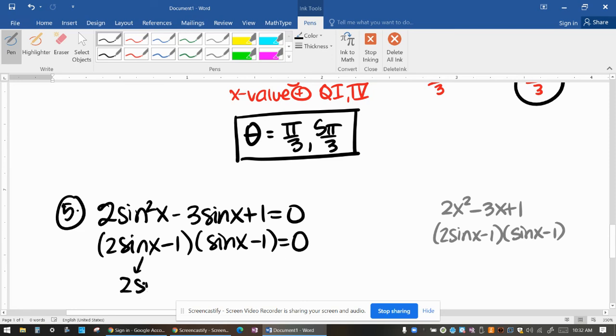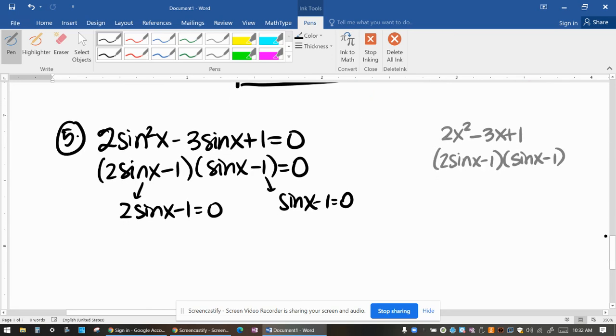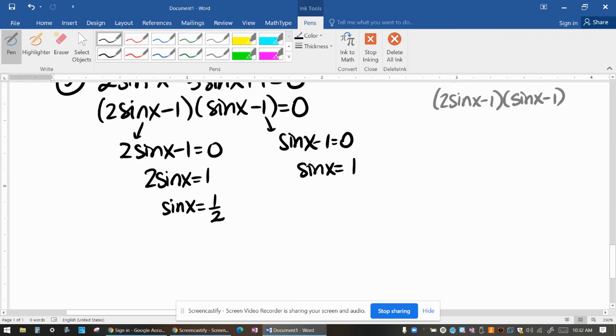Set each factor equal to 0. And solve. So I'm going to add the 1, divide by 2, add the 1. Now, sine of x equals 1/2 requires me to use a reference angle of pi over 6. So look at your 30, 60, 90 triangle. That's 30 degrees. The y value is the one that corresponds to sine. Y value is only positive in quadrants 1 and 2.